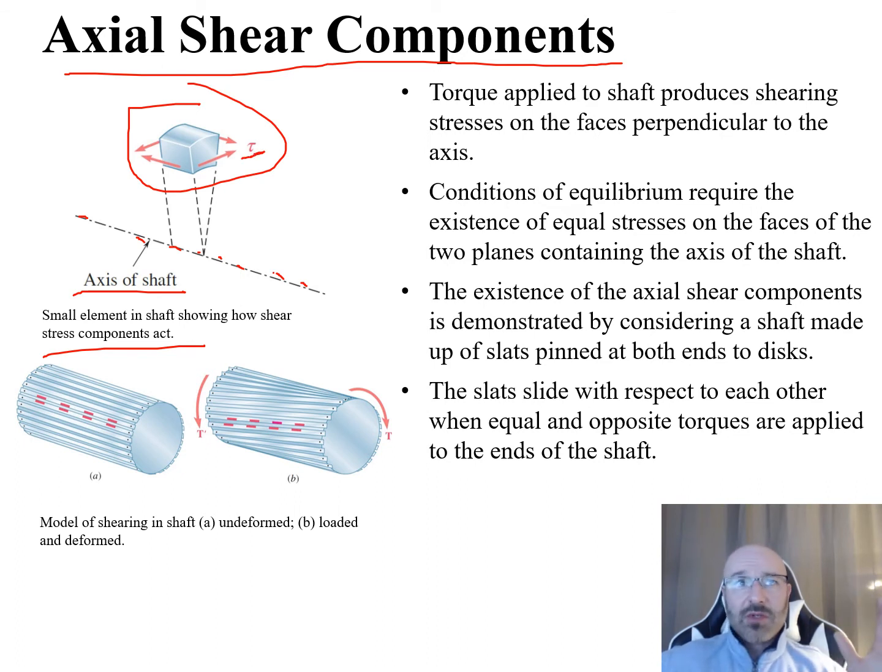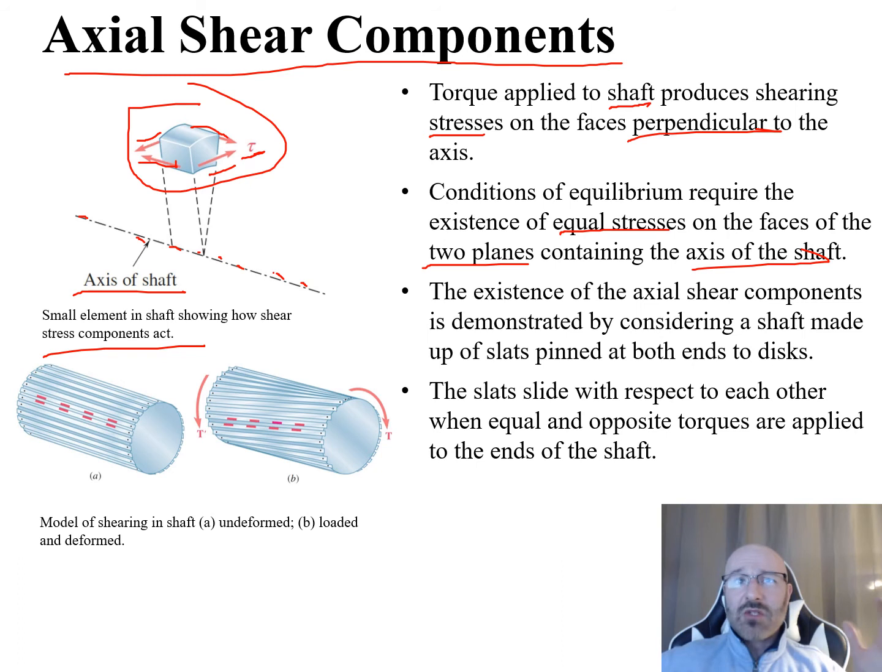So let's think about this for a second. We have a torque applied to the shaft. This produces shearing stresses on the faces perpendicular to the axis. If this is the axis here, this is perpendicular, and this is perpendicular. But conditions of equilibrium require the existence of equal stresses on the faces of the two planes containing the axis of the shaft as well. So there we have these two faces, and those two as well.